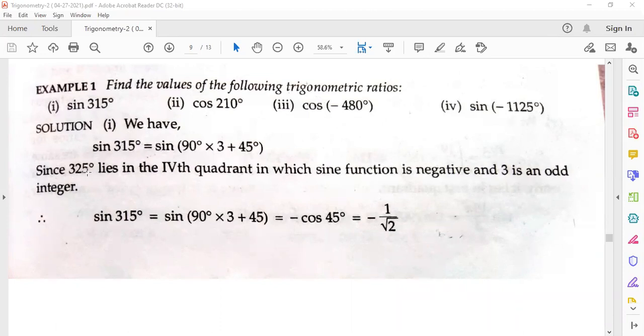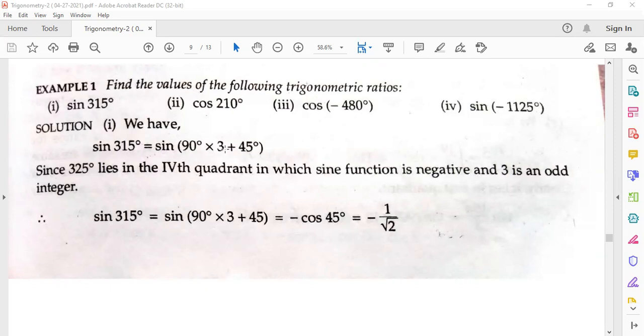Since the angle is 315, it is more than 270 degrees and less than 360 degrees. Sorry, it lies in the fourth quadrant, in which the sin function is negative, and 3 is an odd integer.